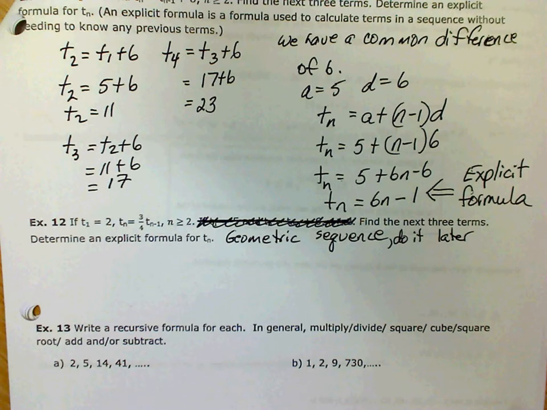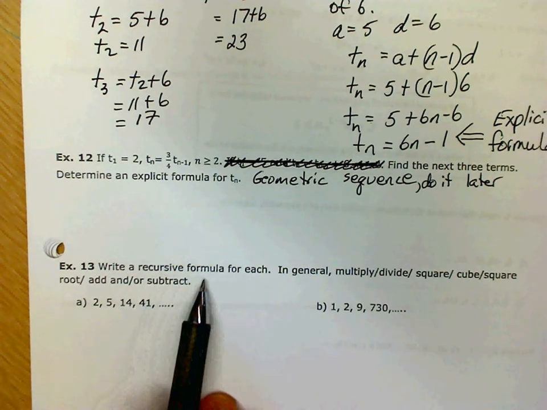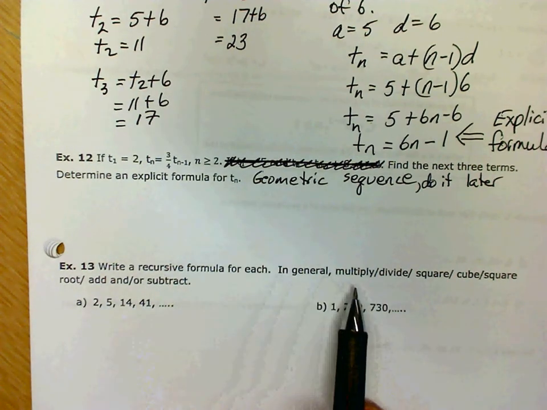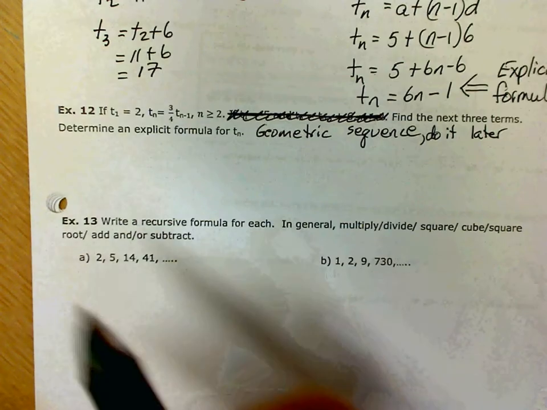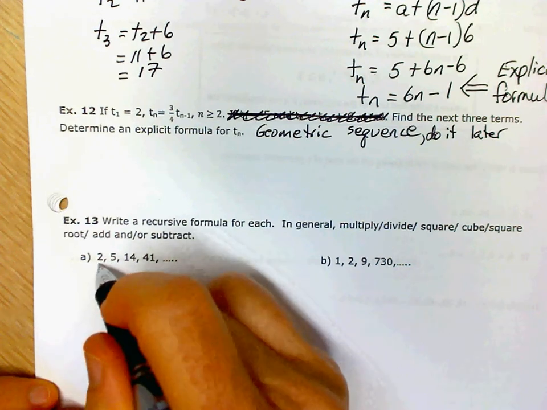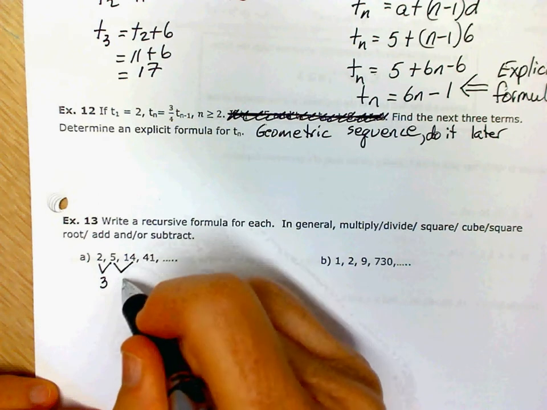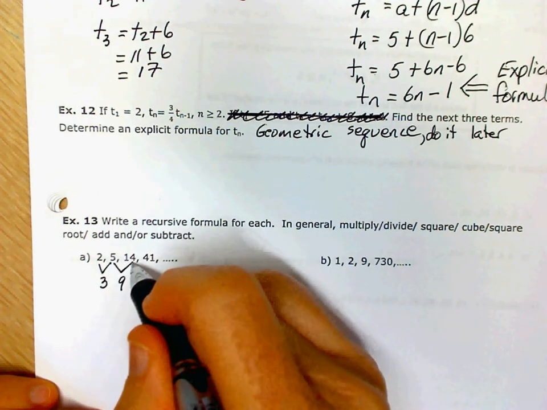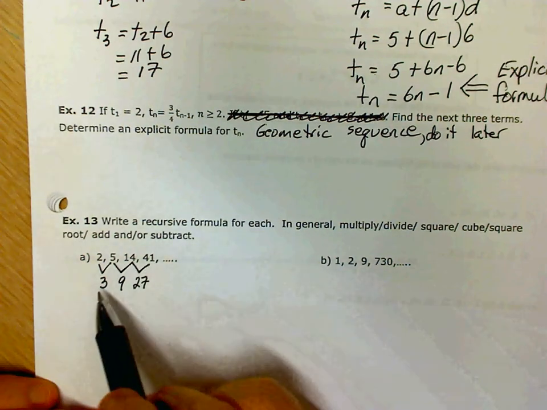Now this is really hard because when we're given a sequence and we want to find the recursive formula, in general we multiply, divide, square, cube. We just have to play with it until we see a pattern. First thing you can do is look for the difference. Do you notice the difference between 2 and 5 is 3? And the difference between 5 and 14 is 9? And the difference between 14 and 41 is 27. Do you see a pattern? 3, 3 squared, 3 cubed, right?